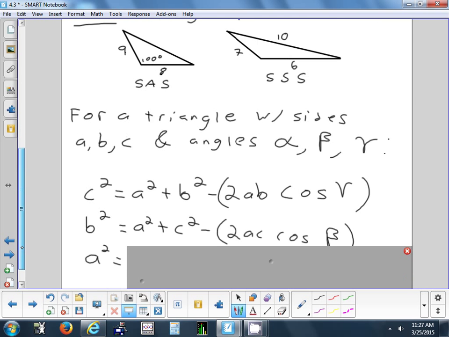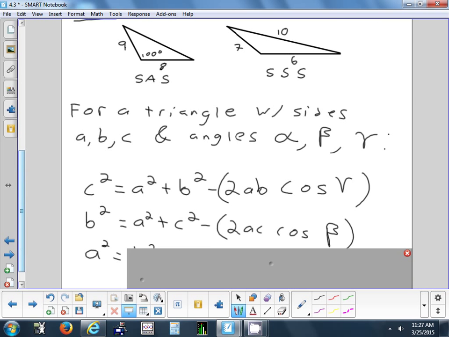Yeah, it's going to start out with a squared. Okay, Mariah, what do you think is going to come after a squared? A squared equals b squared plus c squared. Good. One side squared equals the sum of the other two squared.